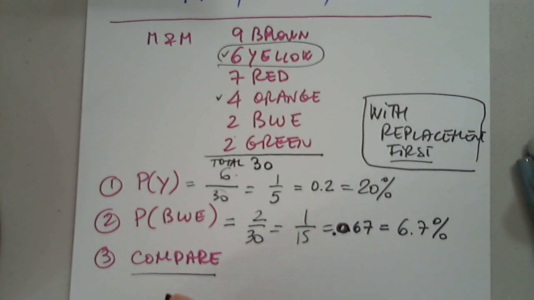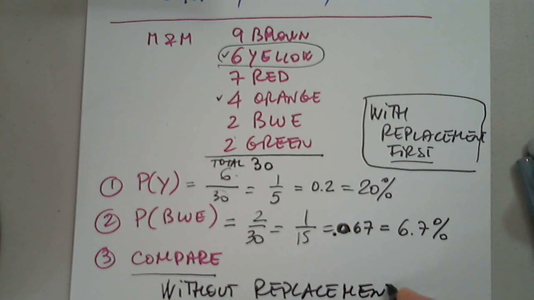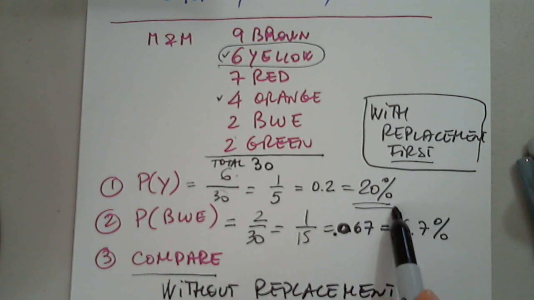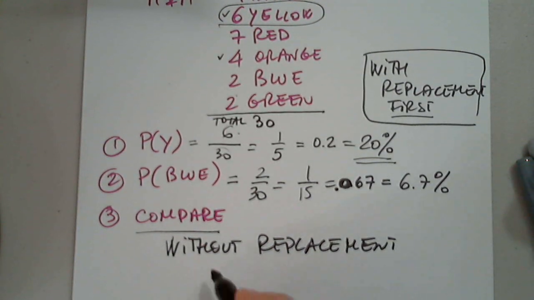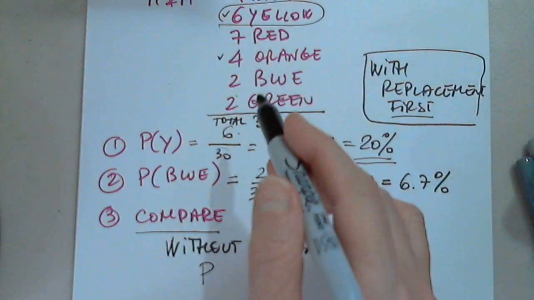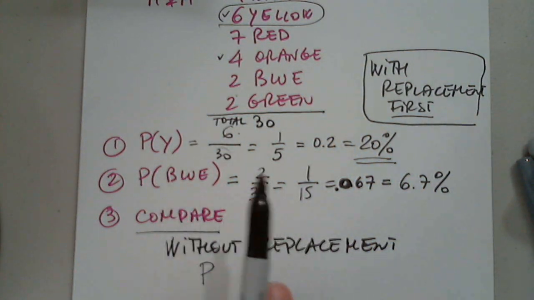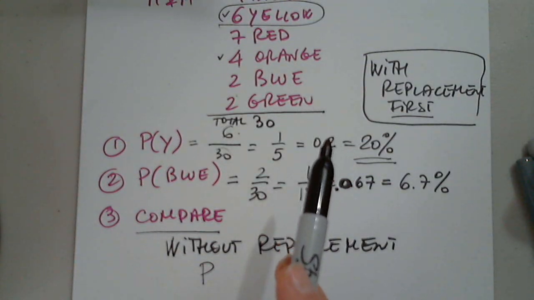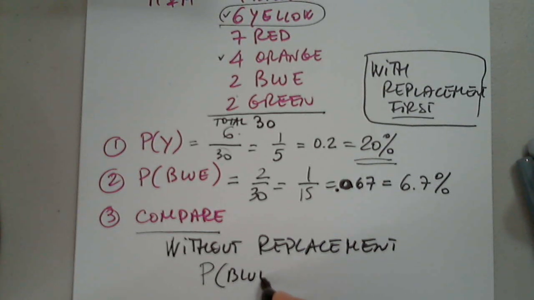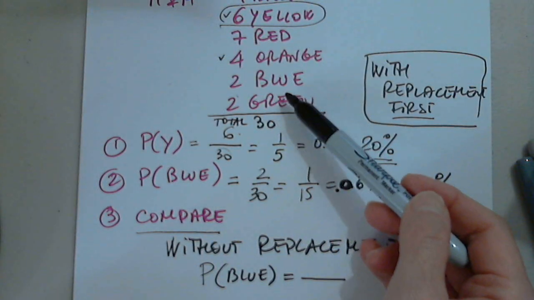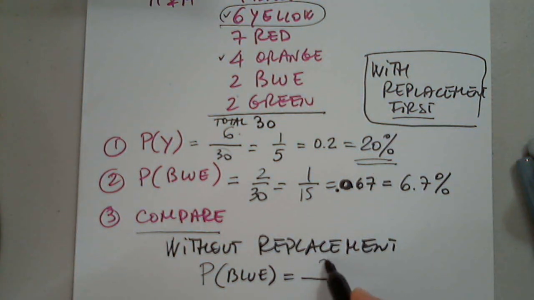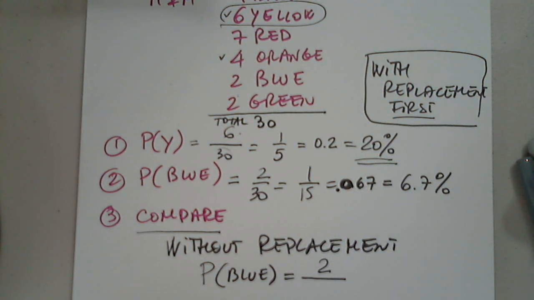But now, let's say without replacement. So the first one doesn't change. No question there. But what about the one without replacement? So I selected a yellow, let's say I ate it. I didn't put it back in the bag. What is the probability of selecting a blue now? As a fraction first. So I still have 2 blue, but how many M&Ms are left in the bag? 29. So see what's happening here.